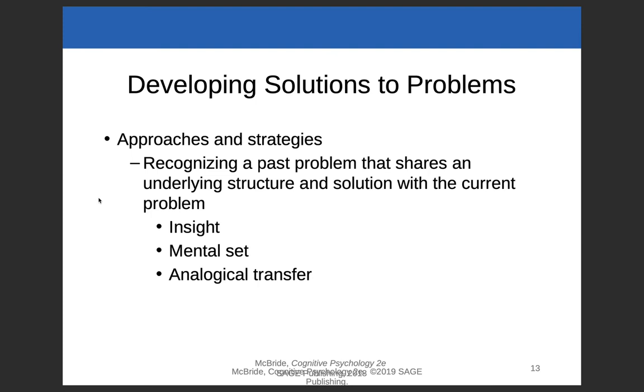With analogical transfer, this is where you use the same solution for two problems with the same underlying causes or underlying structure. So the two problems may look different, they may appear different, but in fact, underneath they're both the same problem. You encounter this a lot.